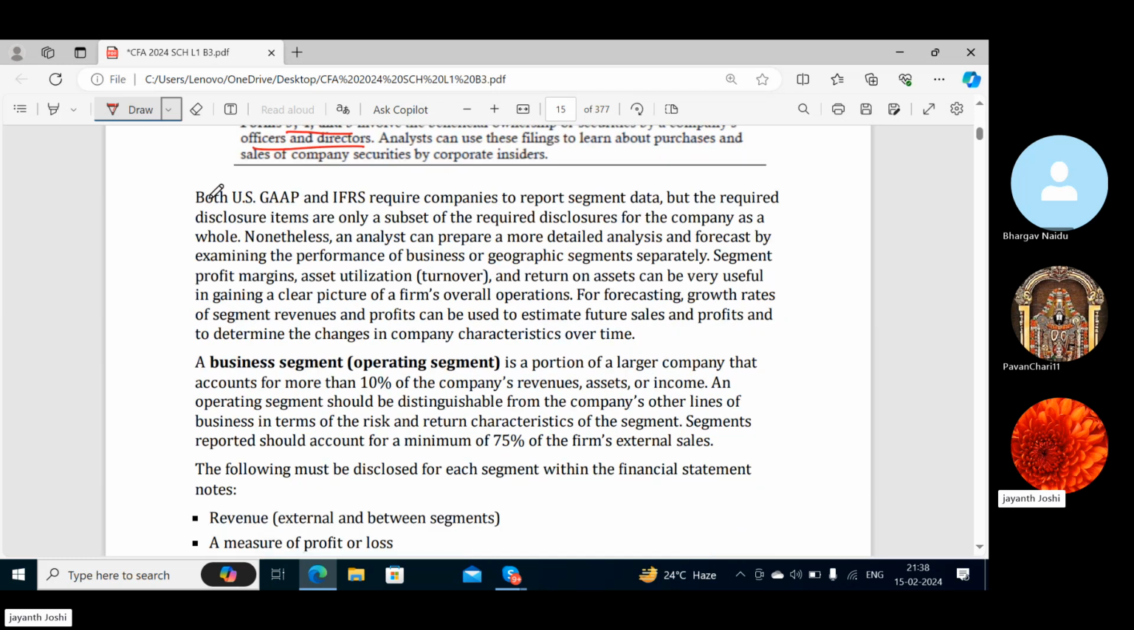Okay. Now, both US GAAP and IFRS require companies to report segment data. Segment data is nothing but the fact that a company may have different businesses or different segments. So different subsidiaries, you can say, or different branches, anything. Those details are also required to be disclosed. But required disclosure items are only a subset of required disclosure of the company as a whole. Nonetheless, an analyst can prepare a more detailed analysis and forecast by examining the performance of business or geographic segments separately.